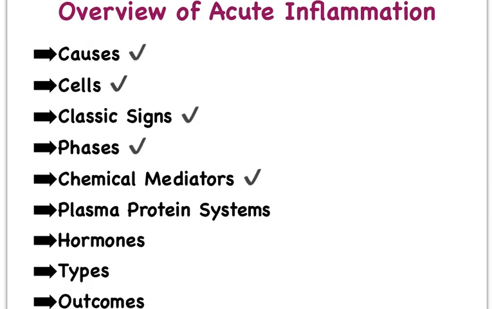So, are we anywhere close to finishing up our discussion of acute inflammation? I hate to tell you, not quite. In our next video, we're going to focus on the plasma protein systems primarily, and the hormones is just a small section. And then there will be one more video on types and outcomes, and that will then wrap up the discussion on acute inflammation. After that, we still have to discuss chronic inflammation and the systemic response towards acute inflammation as well.